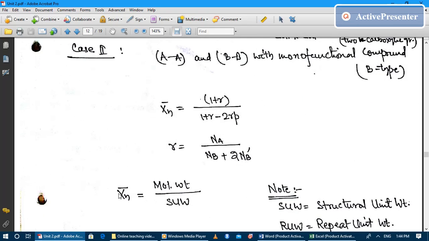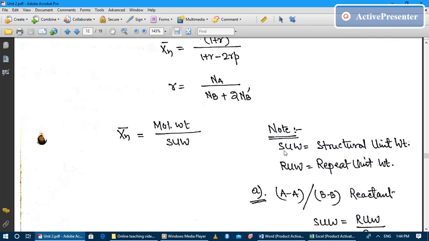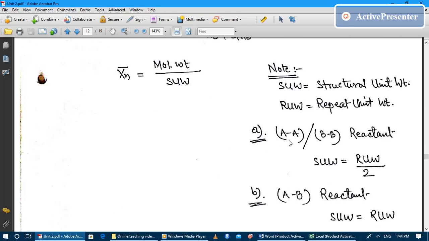And you know, Xn bar is equal to the number average molecular weight divided by the structural unit weight or repeating unit weight. Okay, in case of step polymerization reaction, there is a slight difference between SUW and RUW. SUW is structural unit weight and RUW is repeating unit weight. What is that difference? In case of AA and BB type reactants, your structural unit weight is half of the repeating unit weight.